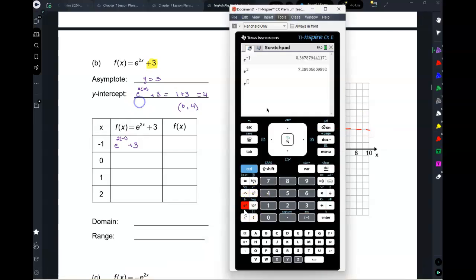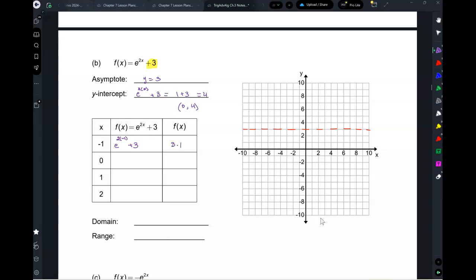Okay, so e to the power of negative 2. And then look, I exit by pressing the right button plus 3, 3.1. Okay, e to the 0, I just did it and I got 4. Okay, so when I have 1, it's e to the 2 times 1 plus 3.